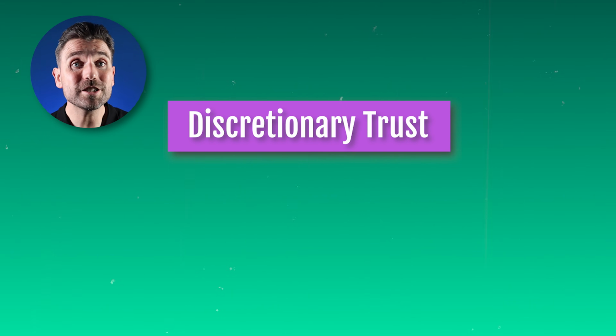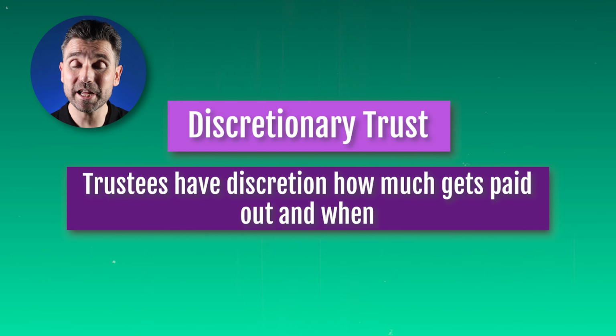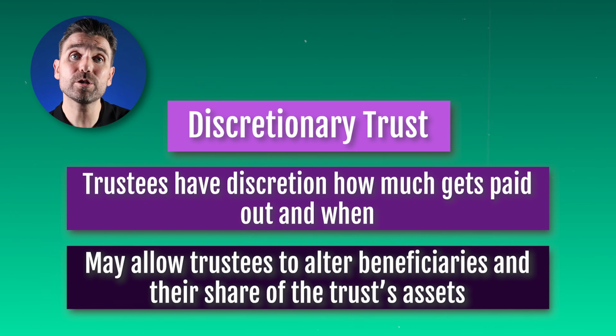A discretionary trust is different because it allows the trustees discretion over how much gets paid out and when, and it may also allow the trustees to alter the beneficiaries and the proportion of the trust that they're entitled to. There are other types of trusts, and I won't go into all of them because what we're focusing on is the difference between how bare trusts and how discretionary trusts are treated for inheritance tax purposes.